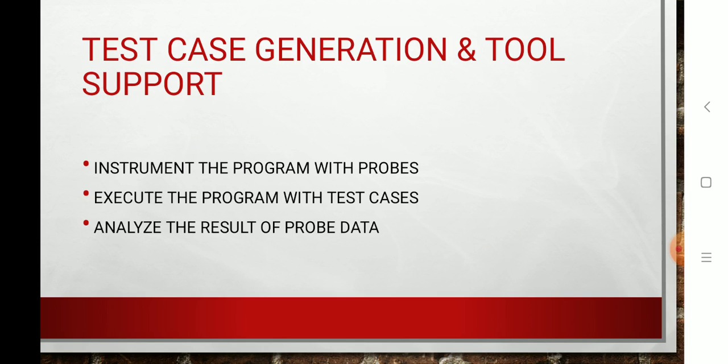Now let's see test case generation and tool support. Once a coverage criterion is decided, two problems have to be solved to use the chosen criterion for testing. The first is to decide if a set of test cases satisfies the criterion, and the second is to generate a set of test cases for a given criterion. Deciding whether a set of test cases satisfies a criterion without the aid of any tool is a difficult task, though it is theoretically possible to do manually.